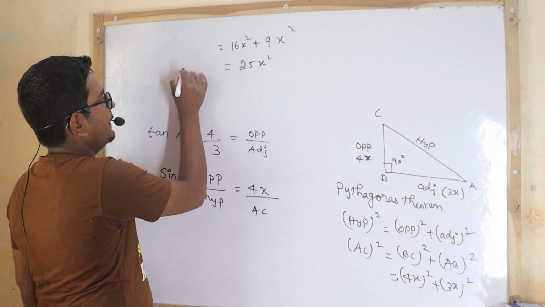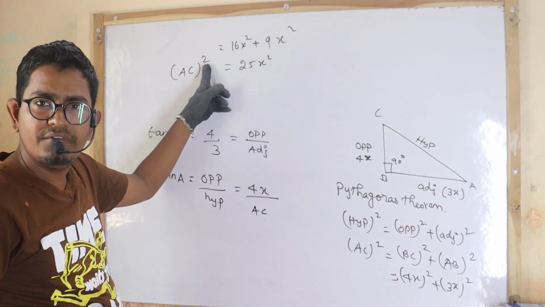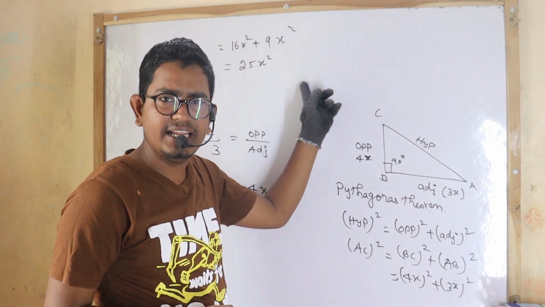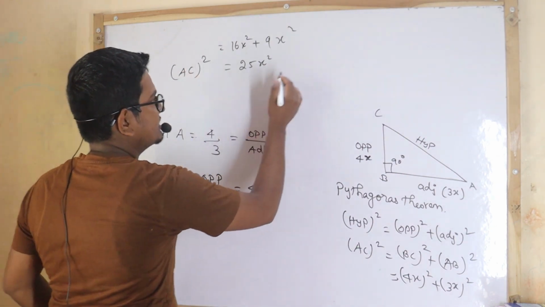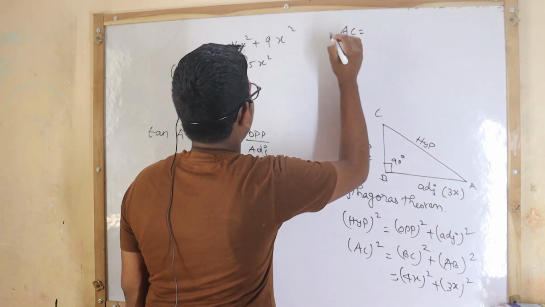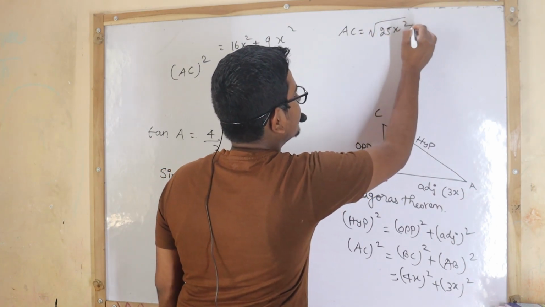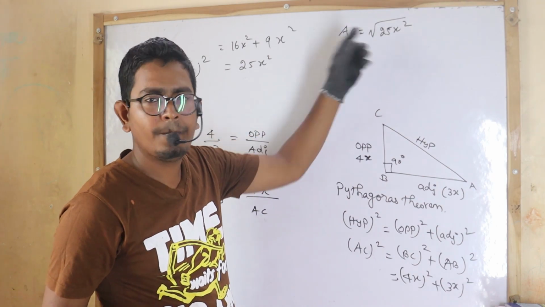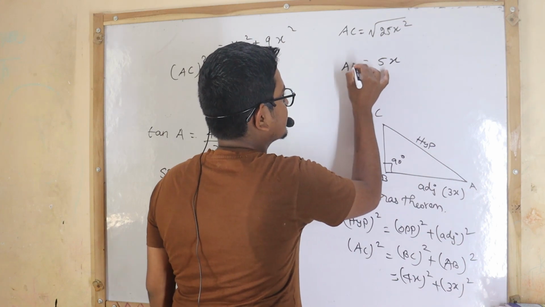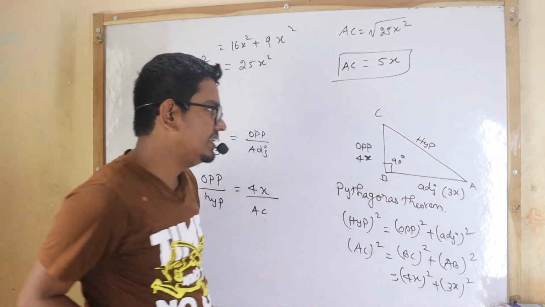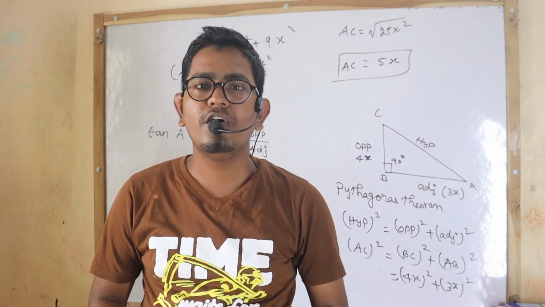So what is the hypotenuse here? AC whole square. So this square, when it comes to the right hand side, it will become 1 by 2, that is root. Therefore AC is equal to under root of 25 x square. As it is in the root, I am going to take it out, so it will become 5x. Therefore I got AC as 5x. That means my hypotenuse is going to be in multiples of 5.